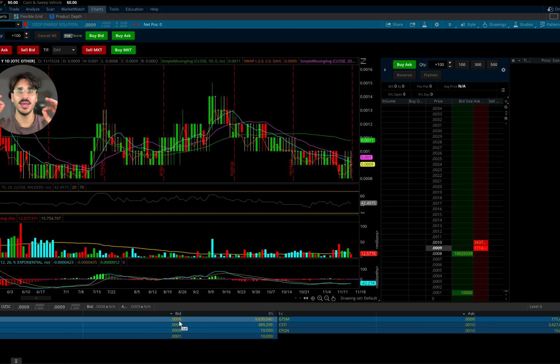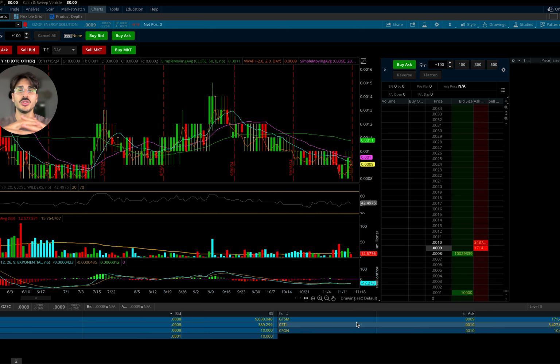Imagine it like playing chess, alright? Here we're going to see different market makers, alright? As you can see over here, we have GTSM, CSTI, CFGN, and STXG. Every single market maker is going to be with different size, and we can actually see the ask as well. And as you can see here, we also have GTSM, CSTI, and CFGN. Again, each one with different size.